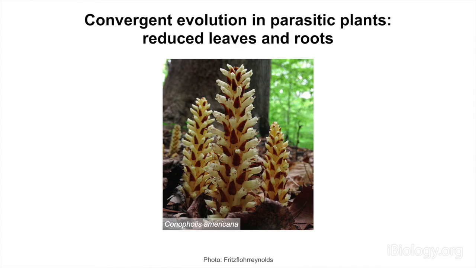Now let's talk about structural reduction. So take a look again at Conopholis americana. So this is that small understory plant that uses oak hosts. The cream-colored projections coming off of this plant are the flowers, and the leaves aren't so easy to see because they've been reduced to scales. They're present underneath the flowers.